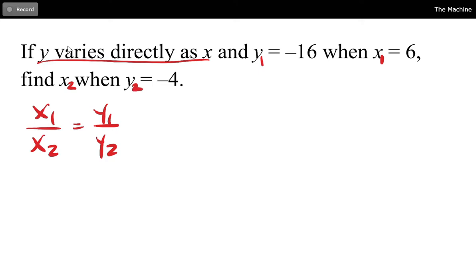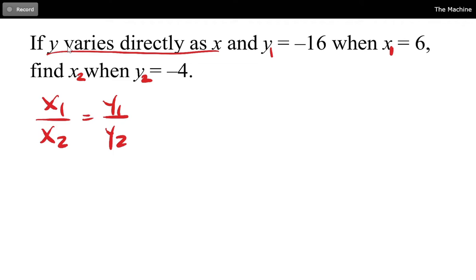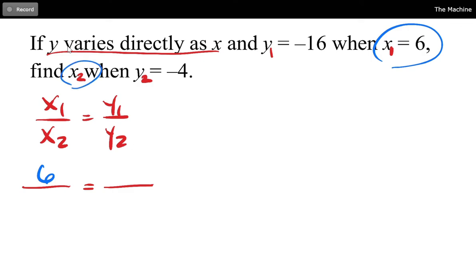And now all I do is put the pieces in their proper spots. So I'm going to do x1. What was x1? I don't know, I've got to find it back up in there. Oh, x1 was 6, so 6 goes here. On the bottom, x2. What's x2? Well, I don't know. That's what I'm asked to find, so I'll just leave that as an x. You can call it x2 if you want to, but it'll be the only x floating around in there, so there's no need for a subscript. Then I go to the y's. y1 is on top on the right side fraction. Where's y1? Oh, there it is right there, so negative 16. And then y2, that was equal to negative 4.